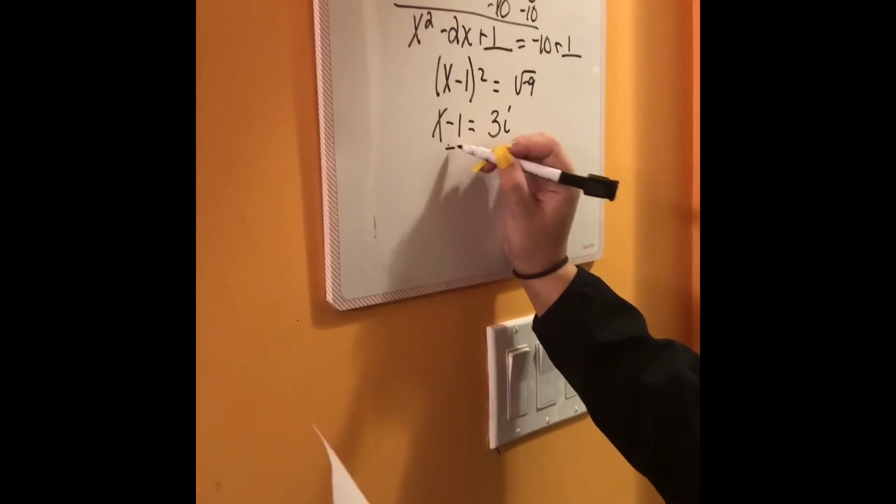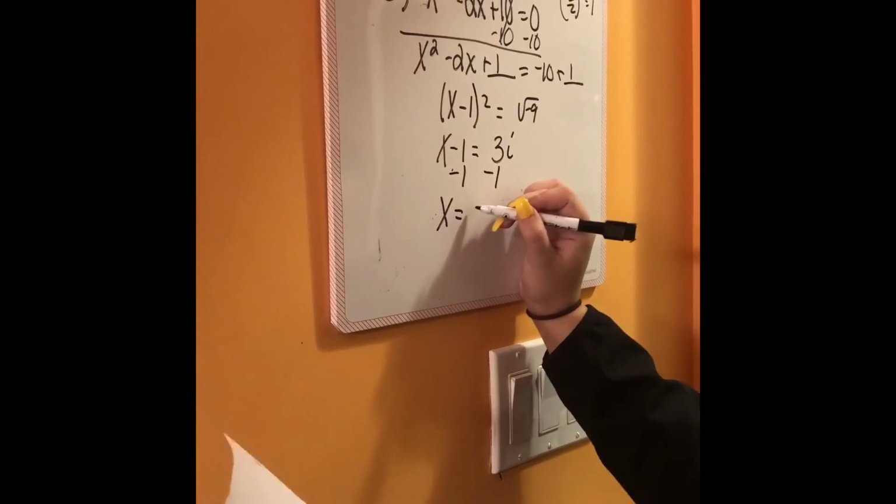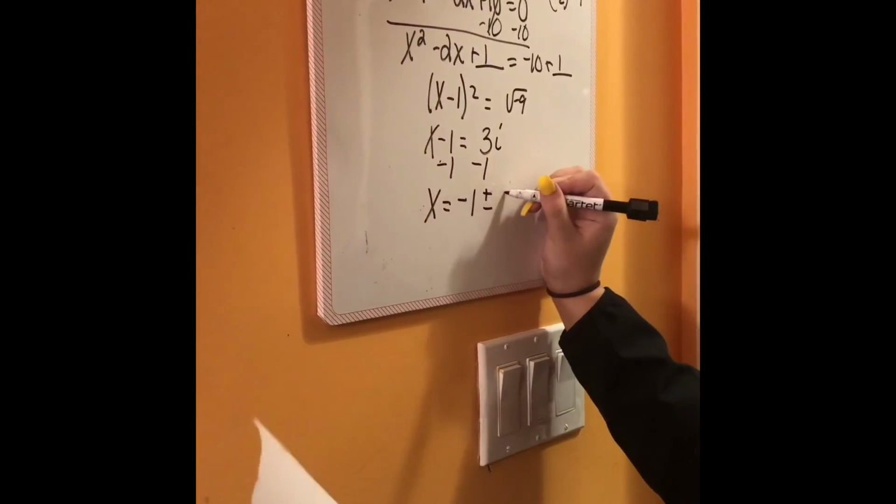Then the next thing is you're going to subtract 1 from both sides, which leaves you with x equals negative 1 plus or minus 3i.